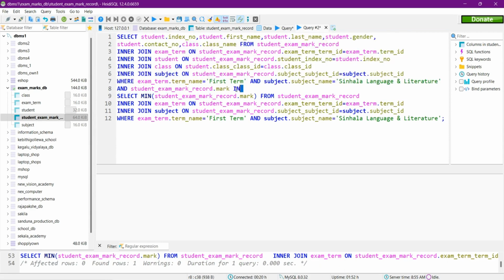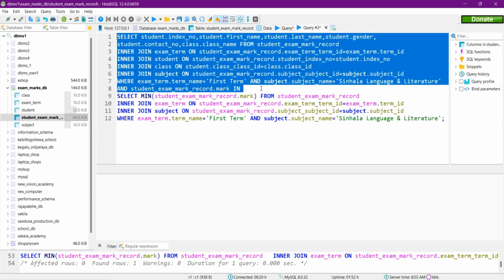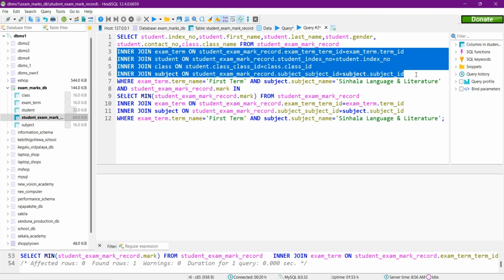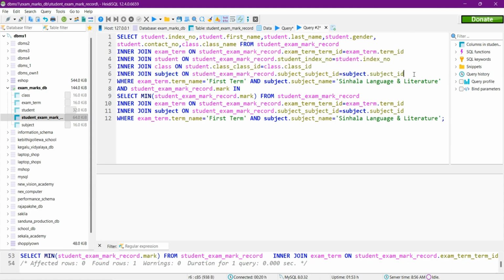If we look at this query, in that question they have asked us to find all the details. First, we have to get the index number, first name, last name, gender, and contact number from the student table. Then we find the class name from the class table. We have joined several tables with the student exam mark record table, so it is easy to find the results.